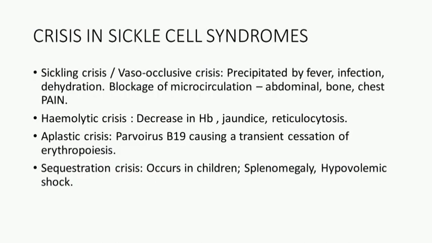Crisis in sickle cell syndromes. Sickling crisis, or vasoocclusive crisis, precipitated by fever, infection, dehydration. Blockage of microcirculation causes abdominal, bone, and chest pain. Hemolytic crisis: decrease in Hb, jaundice, reticulocytosis. Aplastic crisis: parvovirus B19 causing a transient cessation of erythropoiesis. Sequestration crisis: occurs in children, with splenomegaly and hypovolemic shock.